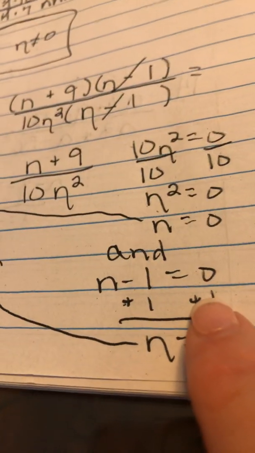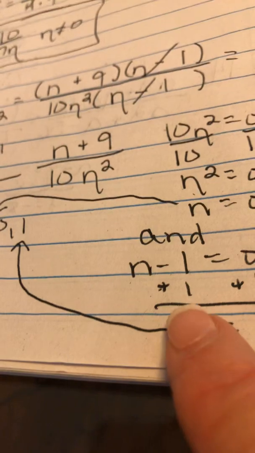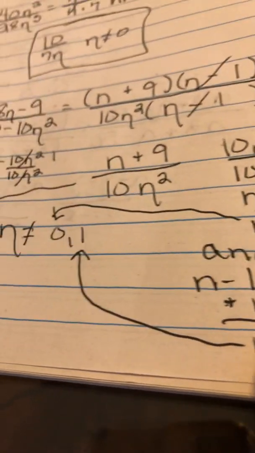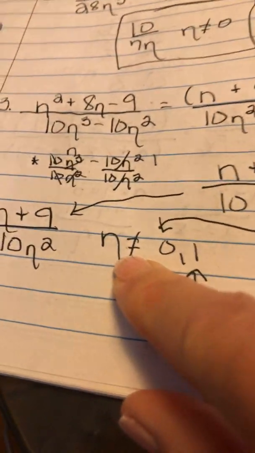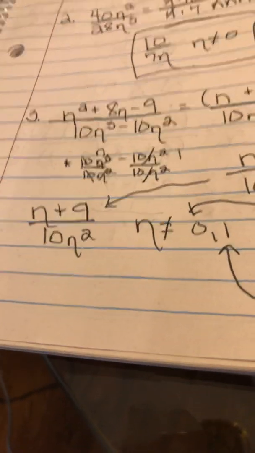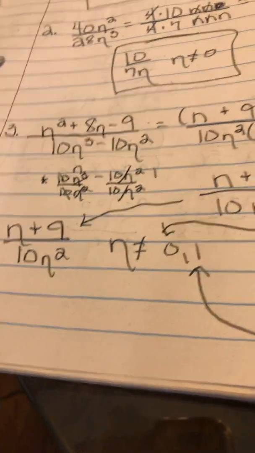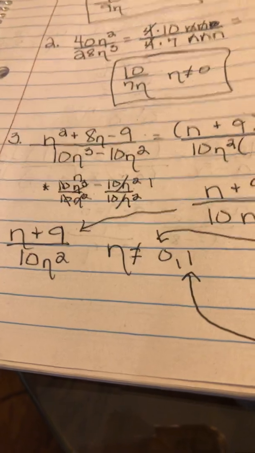Then we're going to take the n minus 1 and set it to equal 0 and solve for n. Add your 1 to both sides and n equals 1. And these two will be your excluded values, and this will be your simplified answer. So your answer is n plus 9 over 10n squared, provided that n does not equal 0 and 1.